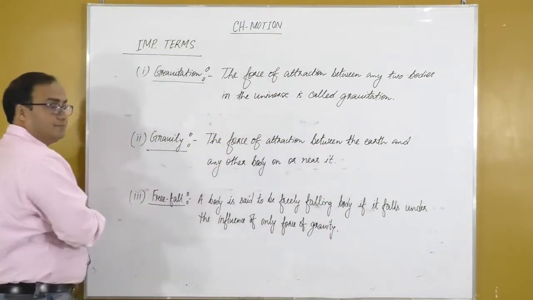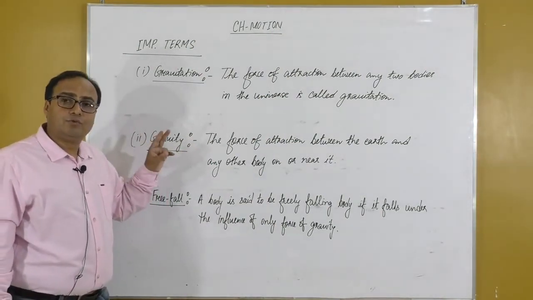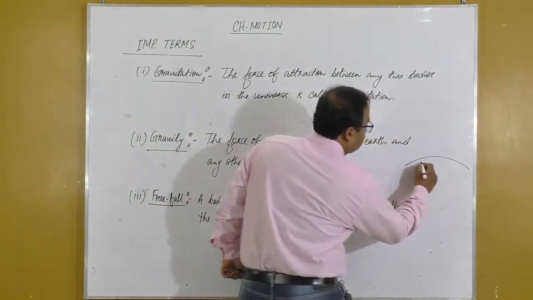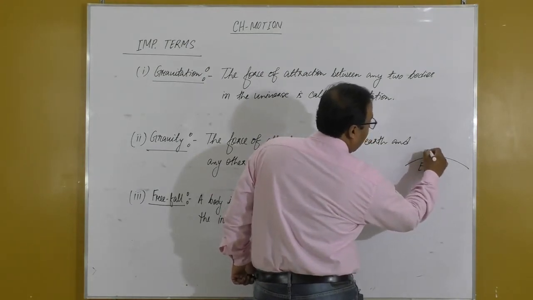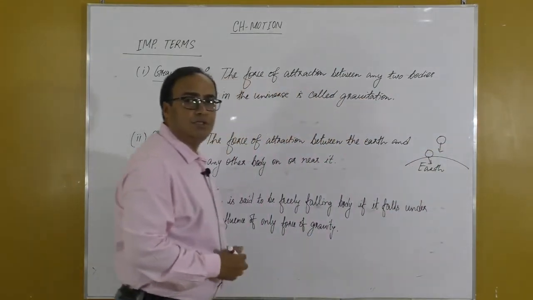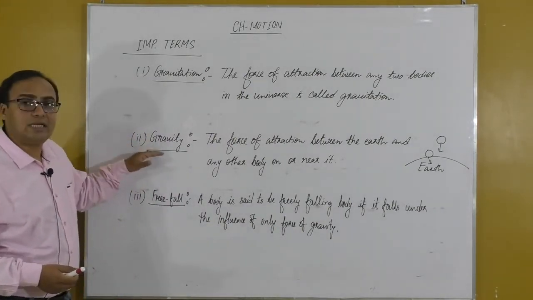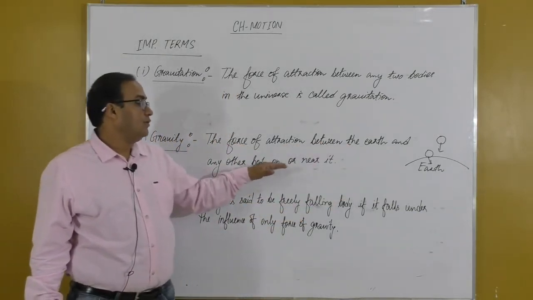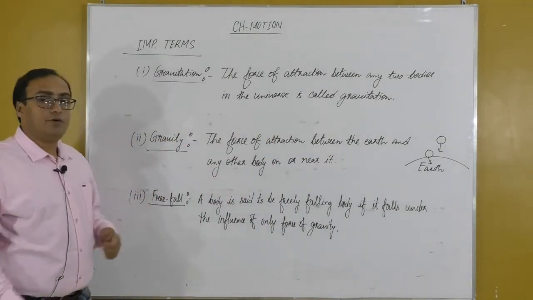Another term is gravity. Whenever we use the term gravity, out of the two bodies, one should be the earth. The force of attraction between the earth and any other object or body on it or near it. Both the bodies are attracted towards the center of the earth, and that force by which they are attracted is called gravity. So if I ask you what is gravity, the force of attraction between the earth and any other body on or near it is called what? Gravity.